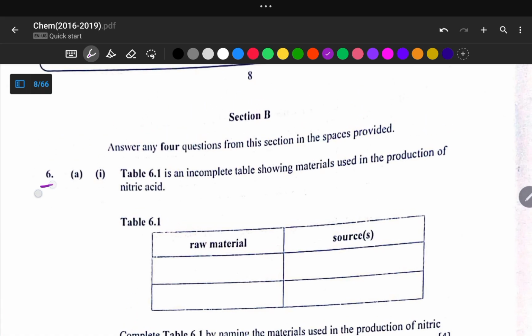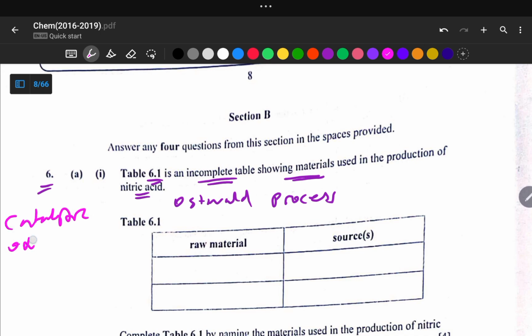So we are on number 6. Number 6 says table 6.1 is an incomplete table showing the raw materials used in the production of nitric acid. This is what you call the Ostwald process. The Ostwald process is defined as the catalytic oxidation of ammonia.